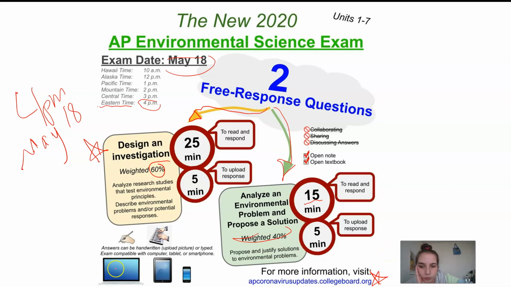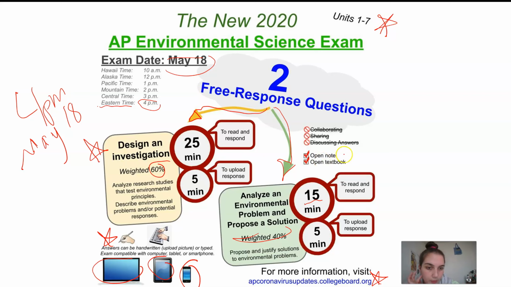You're going to be able to use a computer, a tablet, or a phone, and you can also even just hand write your answers, and then you can upload them to this website. I'll go over more information about the actual website you'll be using and things like that closer to the test day, but just know this is the general information about the test, and it's only on units 1 through 7.